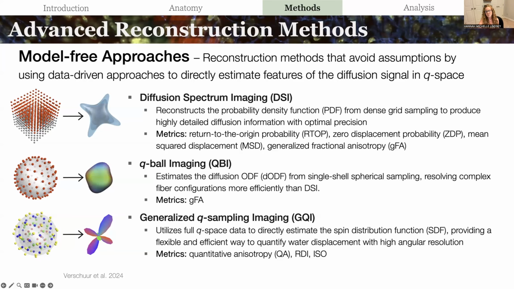We can quantify various diffusion measures from it that measure restricted diffusion, such as return to the origin probability and zero displacement probability. We also get mean squared displacement, which measures the overall extent of diffusion over time and space, and generalized FA, which quantifies anisotropic diffusion in any direction and provides a scalar measure of the angular variation of diffusion without assuming a specific model like tensor-derived FA does.